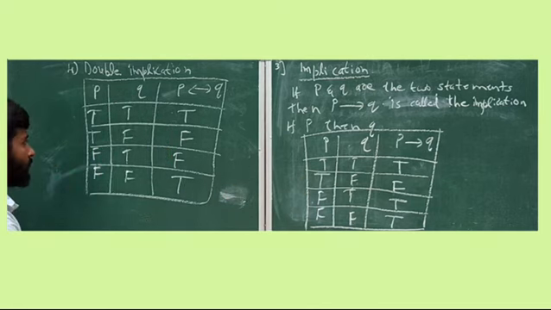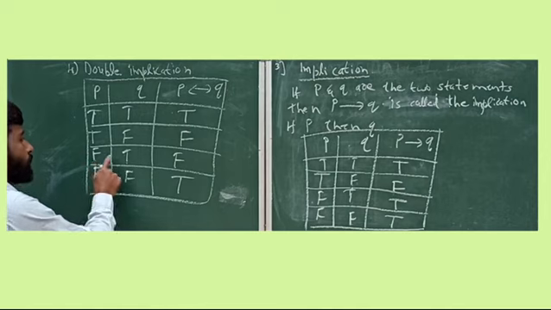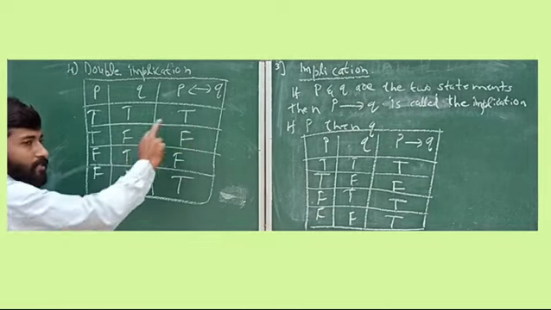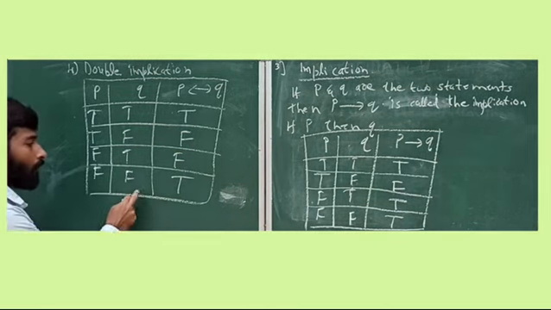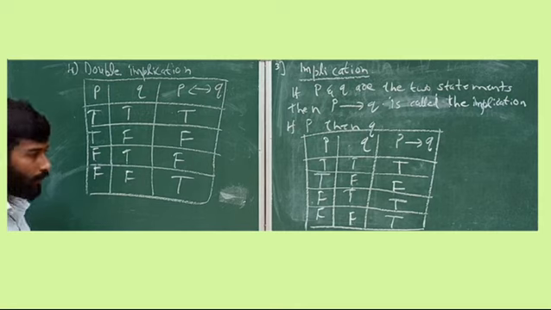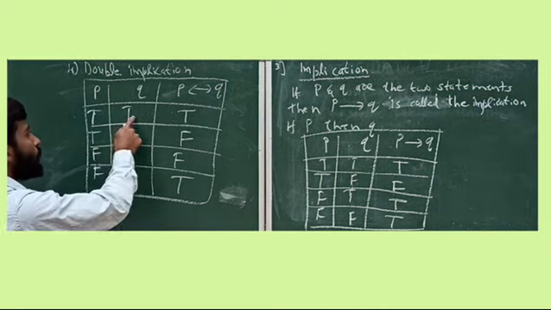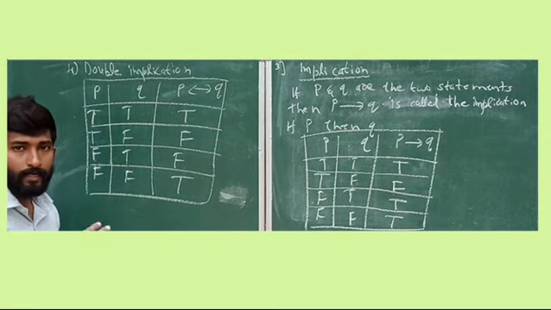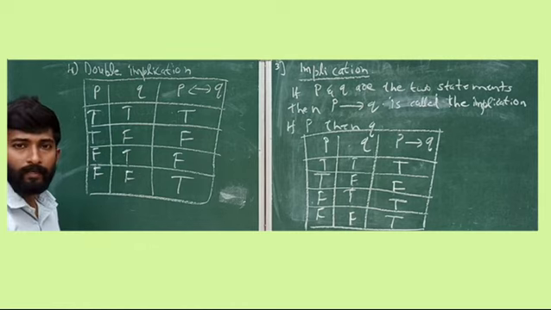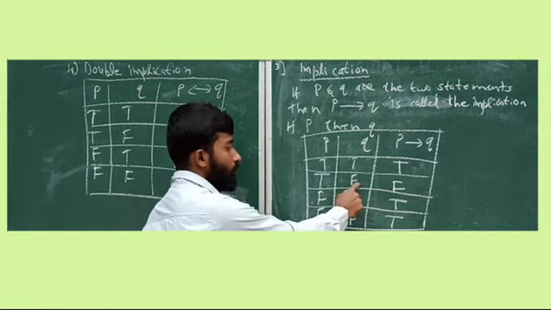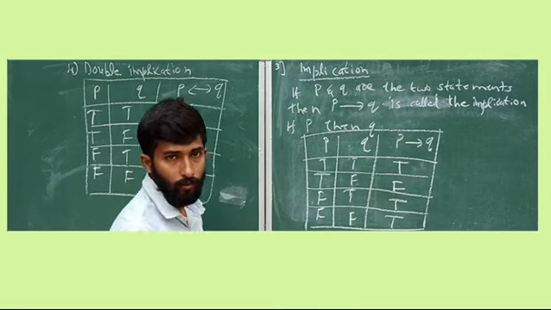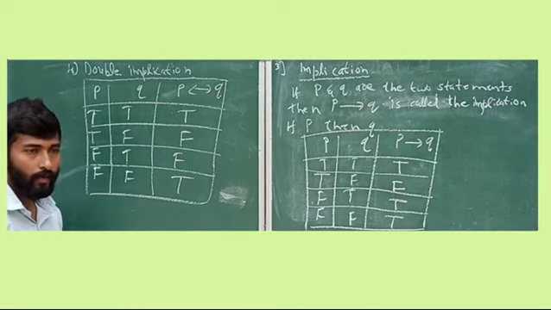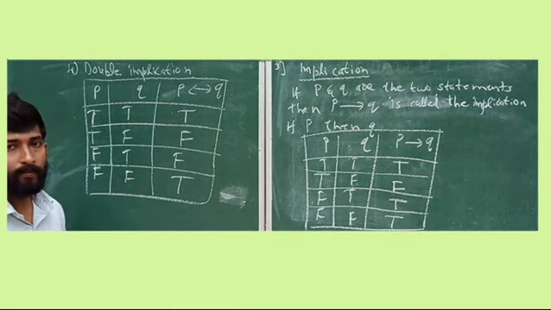But in double implication, true false is false, false true is false. That means if both are true, then only double implication is true. If both are false, then also double implication is true. False false is true, true true is true. True false and false true are false in double implication. That's the difference between implication and double implication. In implication, only true false is false, all other values are true. But in double implication, true true is true and false false is true. This is the truth table for double implication.